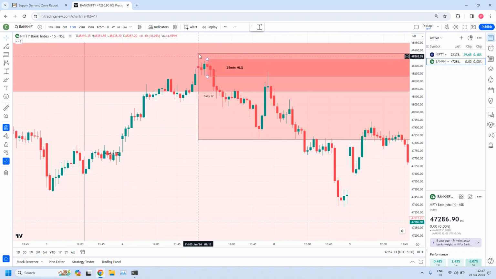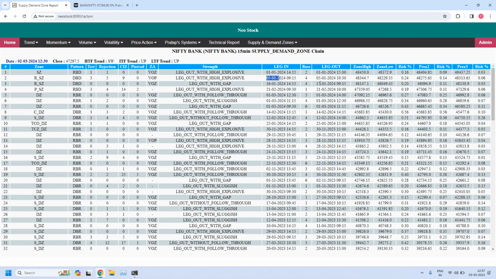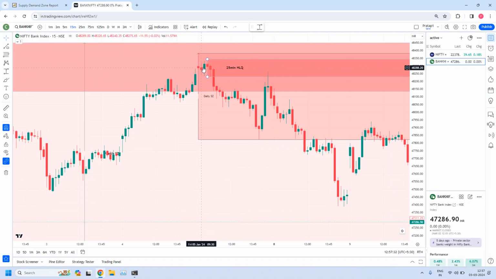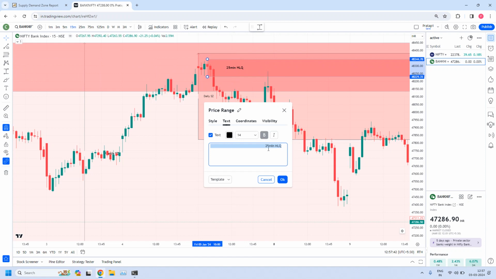This is the one. We have an ERC candle here. That could be the leg-in, 9:15. 5th January, 9:15 is the leg-in. And we have 4 base candles, 1, 2, 3, 4. Then we have a leg out. So within this 25 minutes high liquidity, the same thing is acting as 15 minutes. That's what I told you earlier. Mostly 25 minutes and 15 minutes will be almost similar. So let me add the text: 15 min, 25 min high liquidity supply zone.